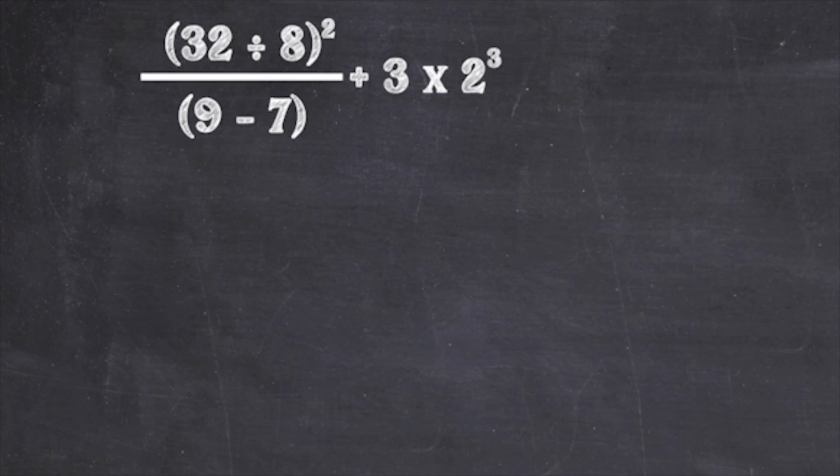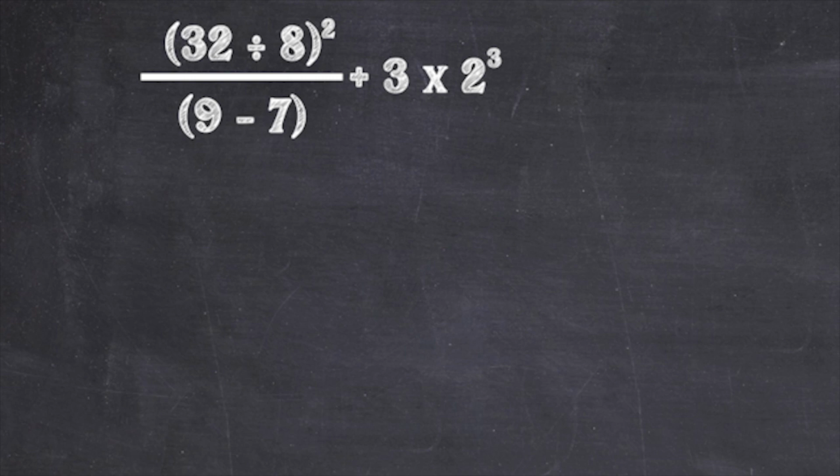This next example might be a little more challenging, but we can do it. Before we get started, let's take a moment to remember that the fraction bar is a symbol for division. We can read this part of our arithmetic expression as 32 divided by 8 squared divided by 9 minus 7. Altogether, this expression is read as 32 divided by 8 squared divided by 9 minus 7 plus 3 times 2 to the third power, which can also be read as 2 cubed.